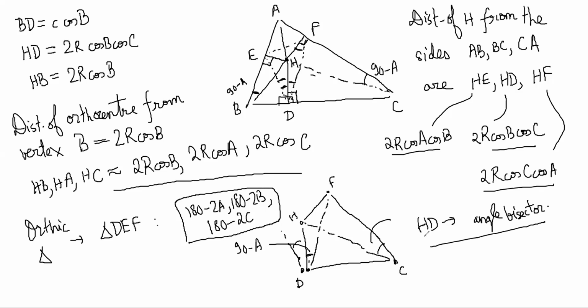right? So point of intersection of angle bisectors is called incenter, no? So orthocenter H is the incenter of triangle DEF. You understand? This point H is the point of intersection of angle bisectors, no? So it is incenter of the smaller triangle, orthic triangle. So orthocenter of the big triangle is incenter of the smaller triangle, right? Makes sense.